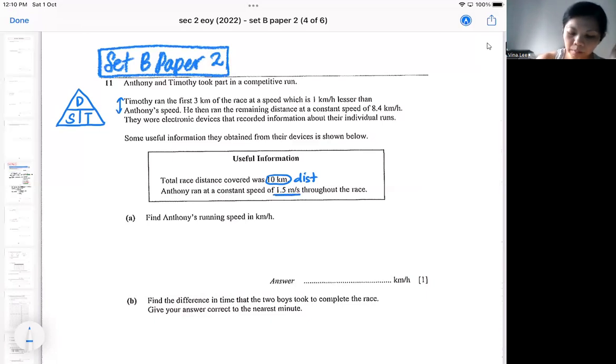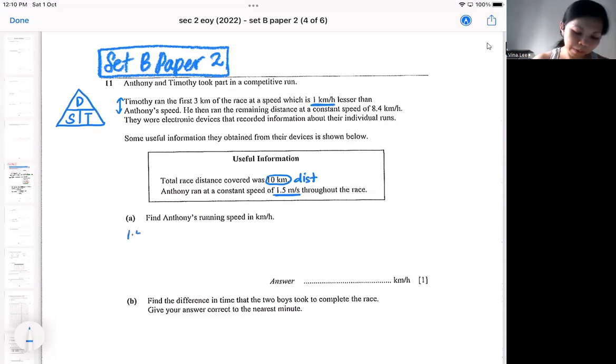Okay, so at this moment, did you realize that there is a difference in the speed? So there's a difference in units. So Anthony's speed is given in 1.5 meter per second, but Timothy, we are comparing Timothy's speed with Anthony in terms of the difference, which is 1 kilometer per hour. So you should have realized that there is a difference in the units first. That's why in the first part, you are asked to convert Anthony's running speed into kilometer per hour.